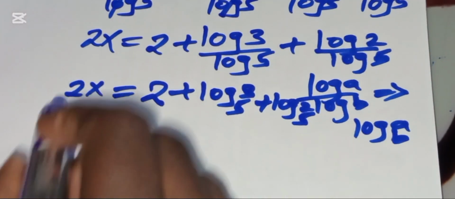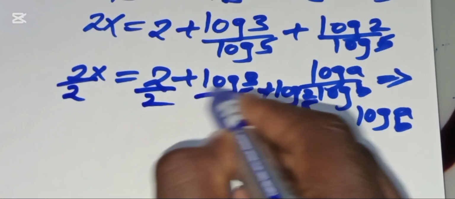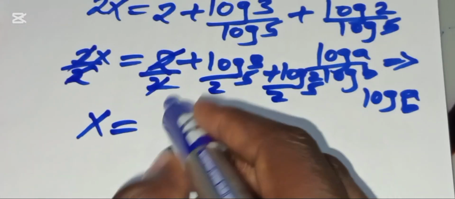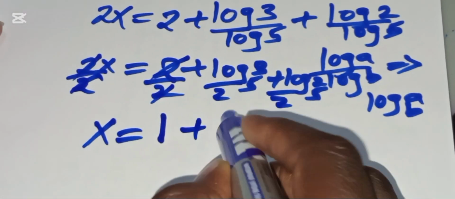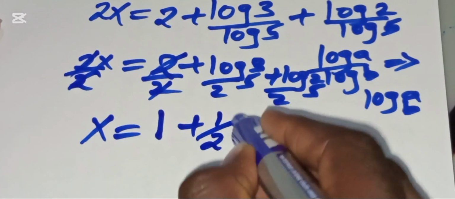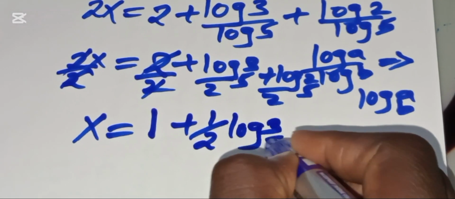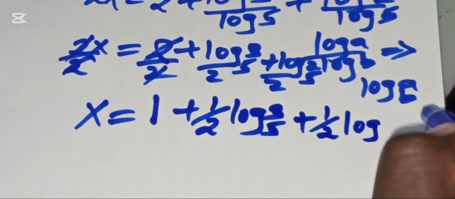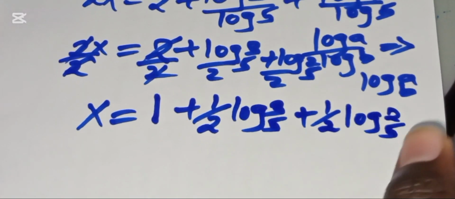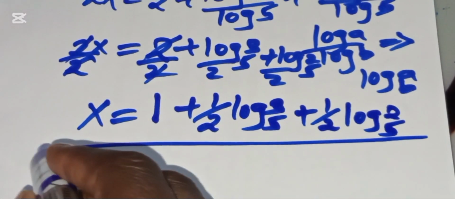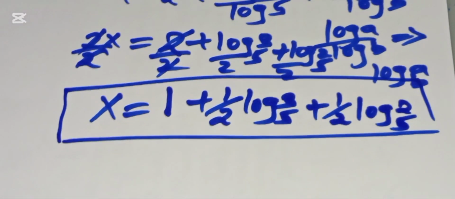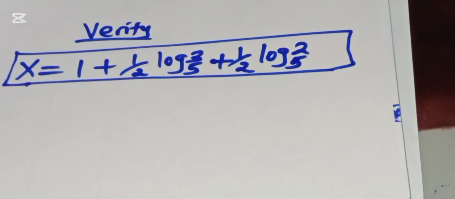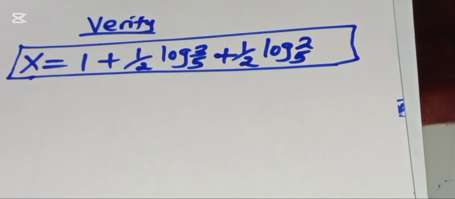So we divide by 2 on both sides so that we have x equal to 1 plus a half log 3 to base 5, plus a half log 2 to base 5. So this is the value of x. Now let's verify that this value of x actually satisfies the equation.